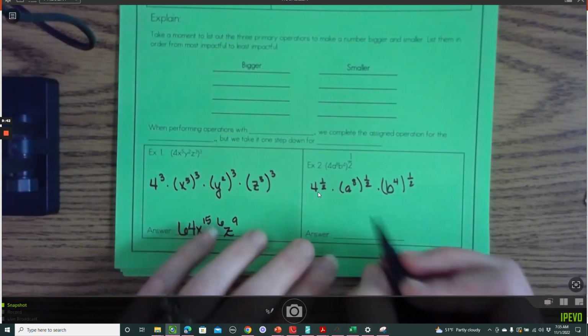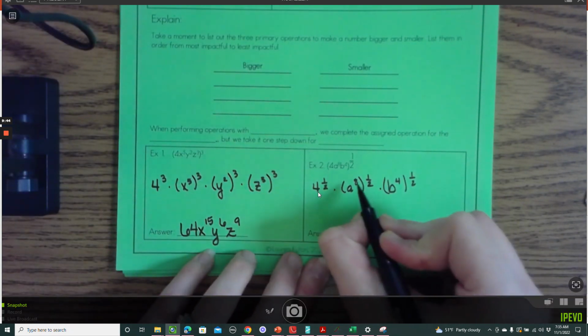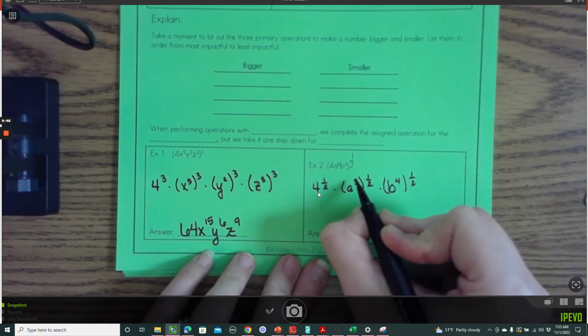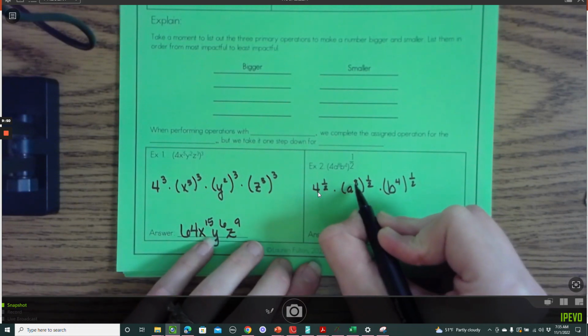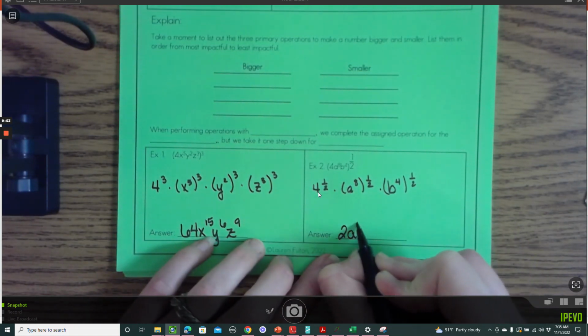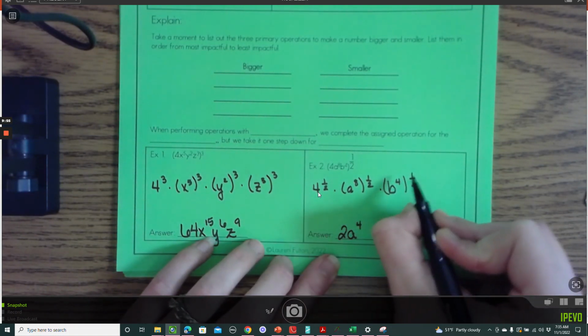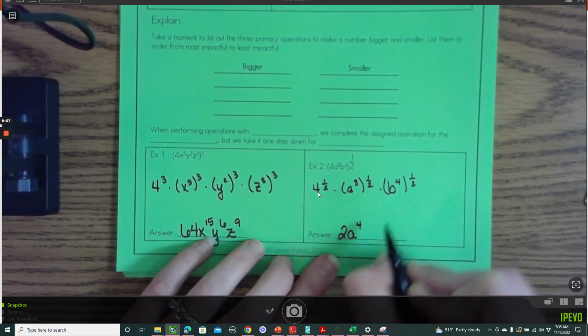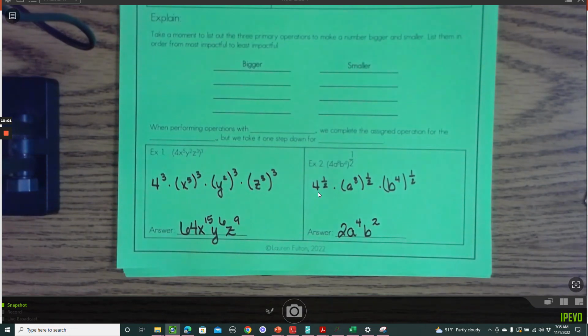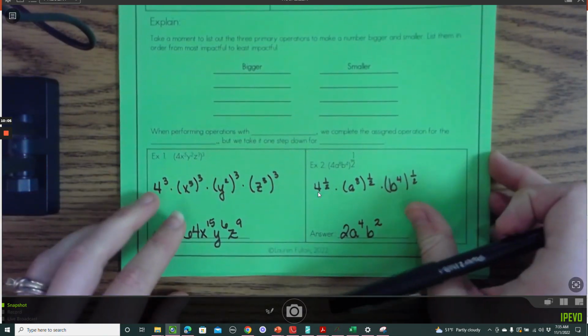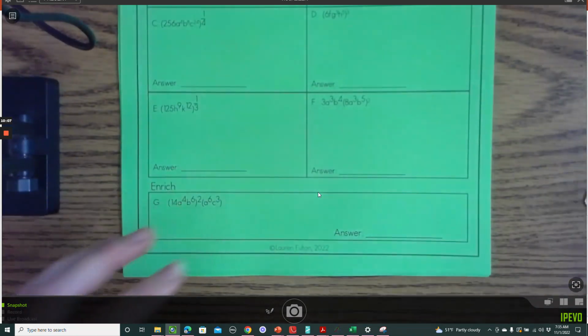So 4 to the 1/2 gives me a 2. 8, and so we can still just multiply these exponents together. 8 times a 1/2, or cutting 8 in half, would give us a 4. b to the fourth to the 1/2 power, half of 4 is 2. So raising a power to a power, you multiply the exponents together. Okay, so let's look at a couple other examples here.